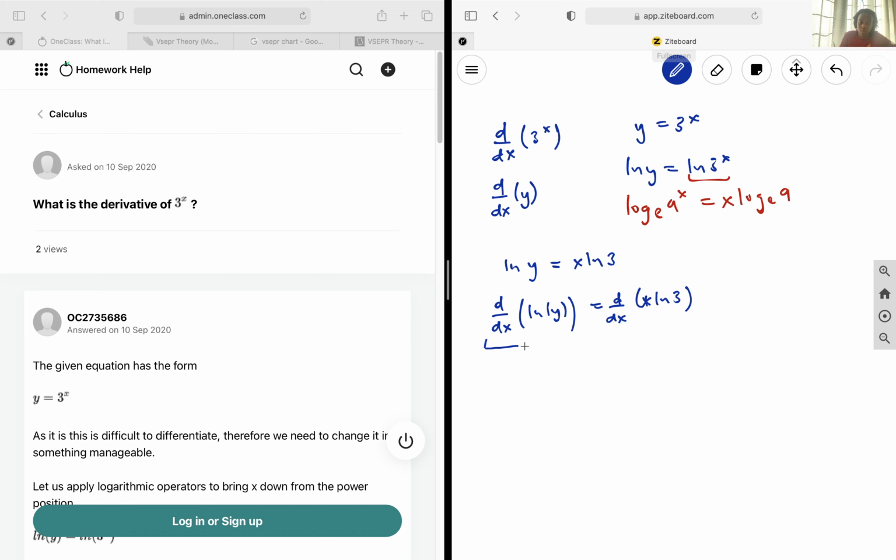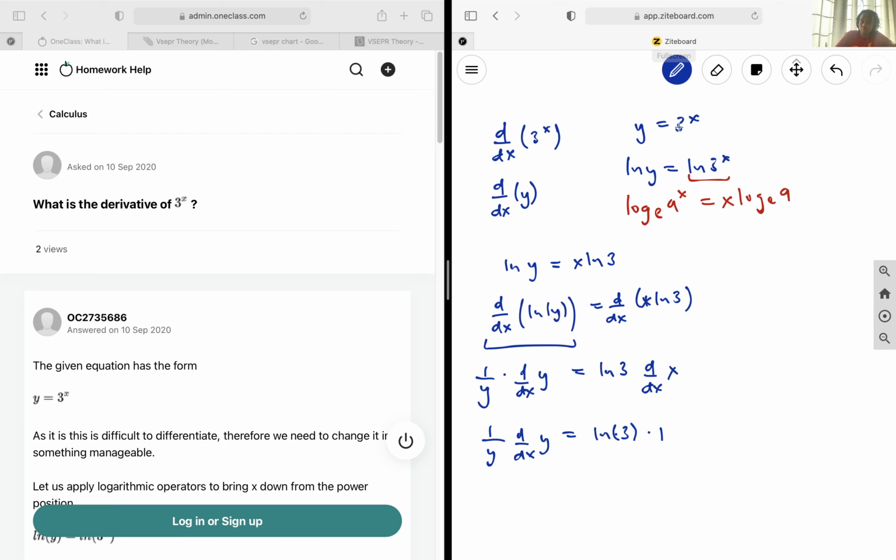In this scenario, we know that this is going to be equal to the derivative of ln itself. So that's going to be 1 over whatever its value inside here is, multiplied by d over dx of y. So this is the chain rule. And then for d over dx of x ln 3, we pull out the ln 3 because it's a constant, and d over dx of x is 1. So this will become 1 over y d over dx of y is equal to ln 3 times 1, which is just ln 3.